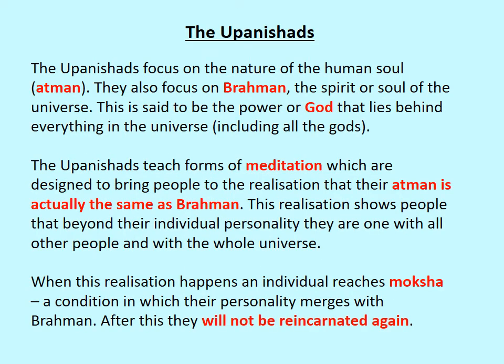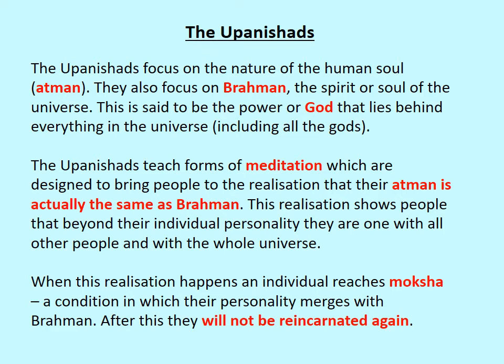So what happens? Let's go into the Upanishads a bit more. The Upanishads focus on the nature of the human soul, or Atman. They also focus on Brahman, which is the spirit or soul of the universe. It is said to be the power or the God that underlies everything in the universe, including all the gods. So this is the idea in Brahmanism, that there's this thing called Brahman, which is sometimes referred to as an ultimate God, or maybe just a power or a reality that lies behind everything in the universe. So you've got Atman, the individual soul, and you've got Brahman.